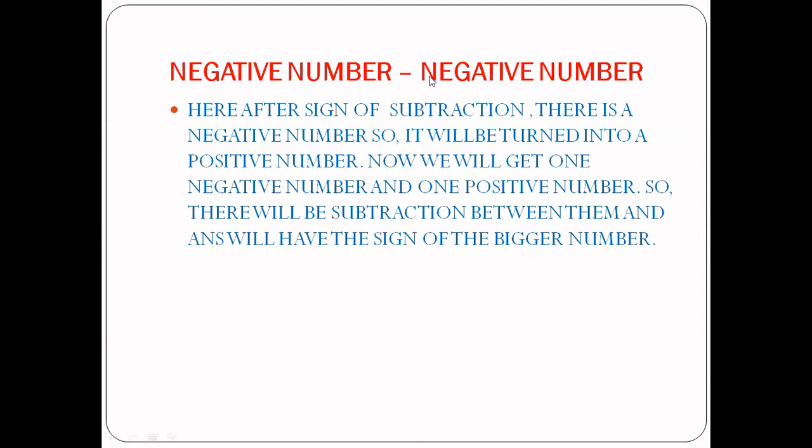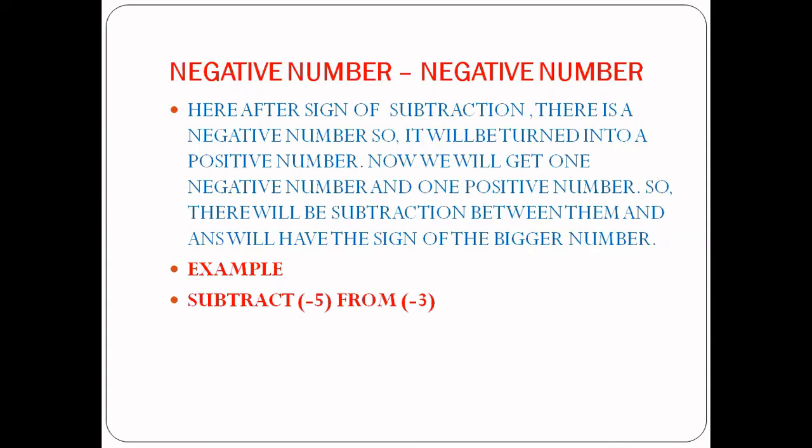So we will get one negative number, the first number, as it is, and now this minus sign will become the plus sign and this negative number will be turned into a positive number. So one negative number and one positive number. So there will be subtraction between them. And whichever answer we get, that answer will have the sign of the bigger number. Let's see one example.